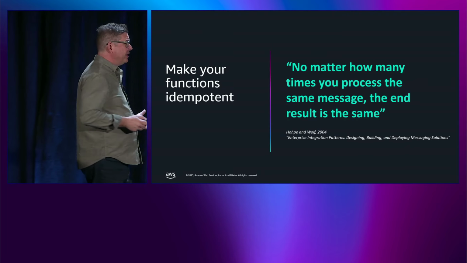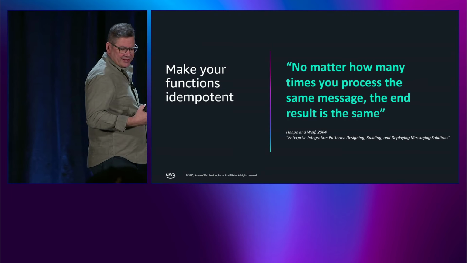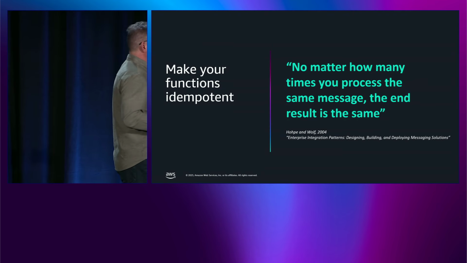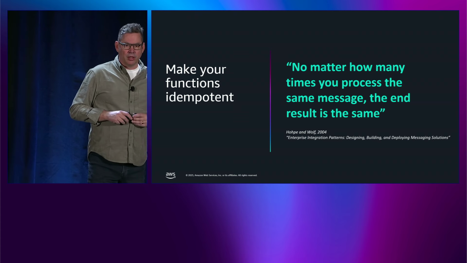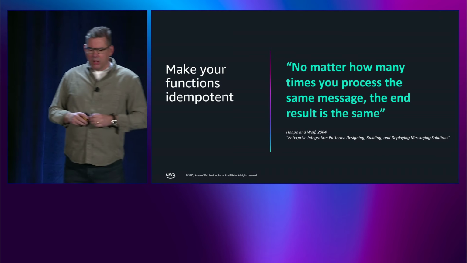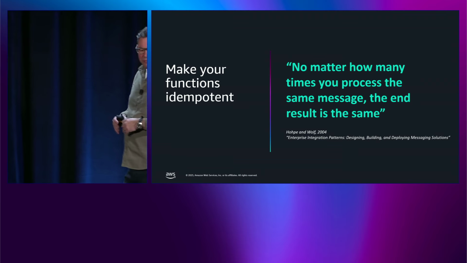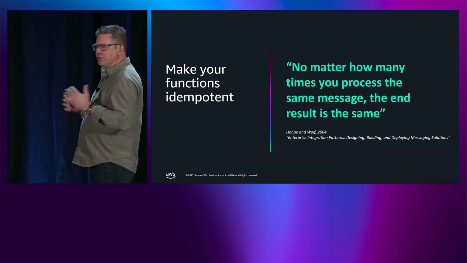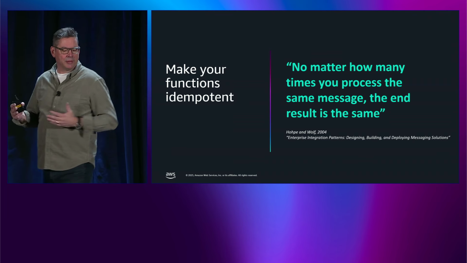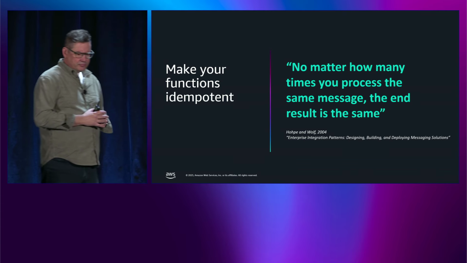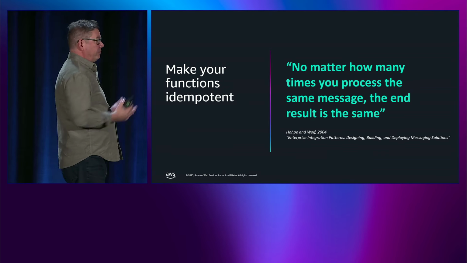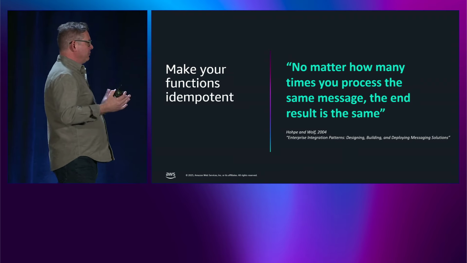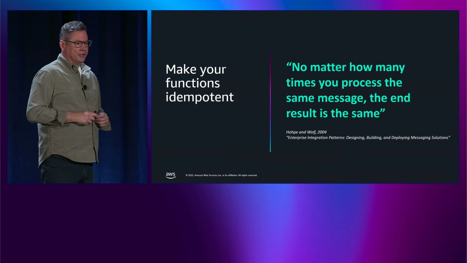So idempotency fundamentally means that no matter how many times you process the same message, the end result is the same. But why is this important? Well, basically, in a loosely coupled distributed architecture, a producer and a consumer can become temporarily disconnected for a number of reasons, but mostly it's related to network-related issues.